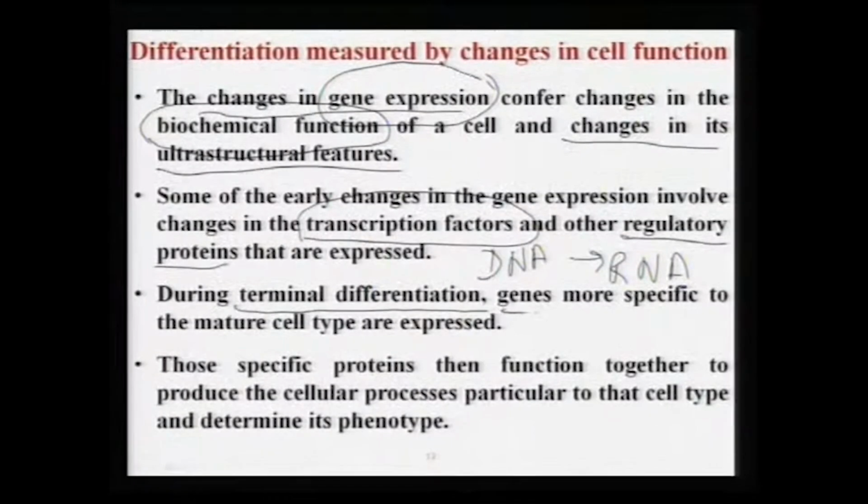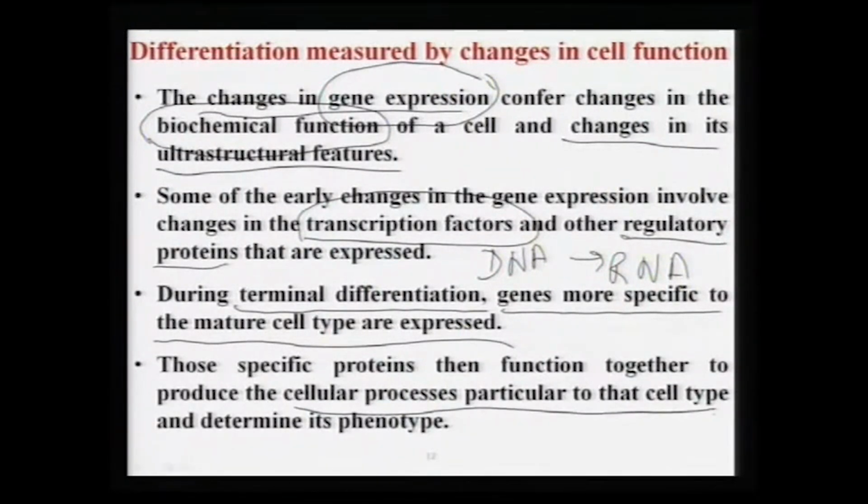So, if you see the osteoblast lineage, it is the osteocyte cells which are the most matured cells. Osteocyte cannot be differentiated to any other bone cell type, that is the last stage of the differentiation. So, that is what is mentioned here, that during terminal differentiation genes more specific to the mature cell type are expressed. The fourth point mentioned is that those specific proteins function together to produce the cellular processes particular to that cell type and determine its phenotype.